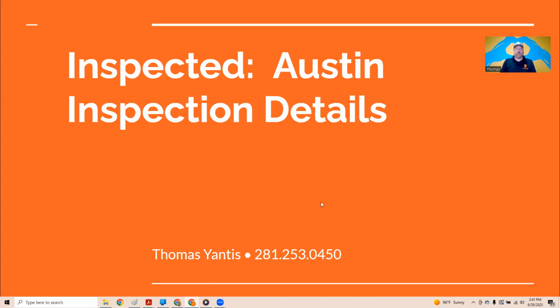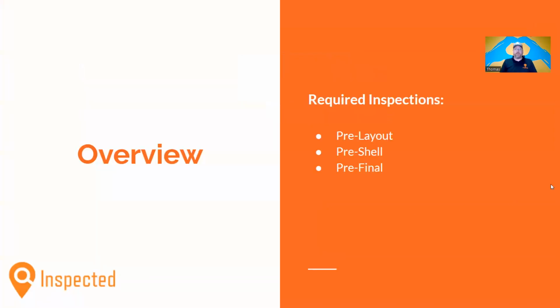To get started, we're going to go over the inspection process and how we look for various code items at each phase of construction. We have 3 inspections through the process here at Inspected: the pre-layout, pre-shell, and the pre-final. These first 2 inspections, the pre-layout and pre-shell, are intended to ensure that you don't have problems at pre-final that become more and more expensive to fix the further along the project gets.